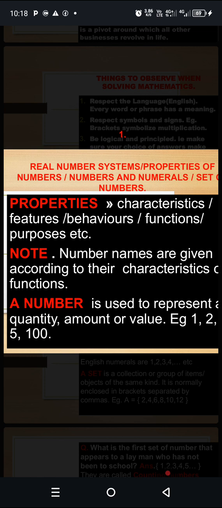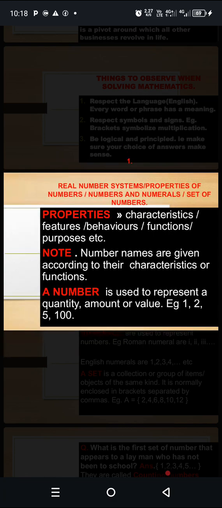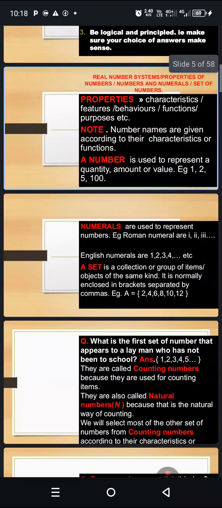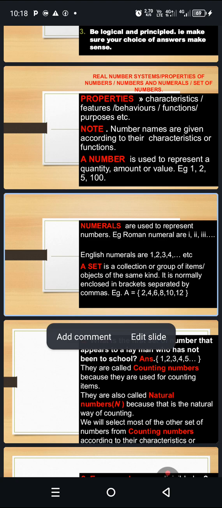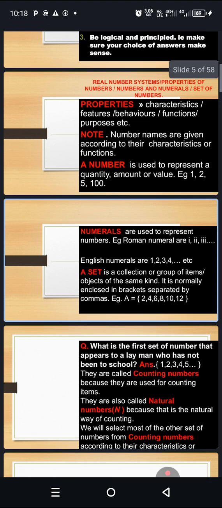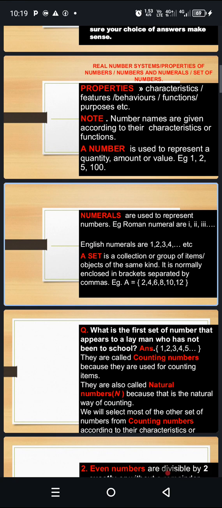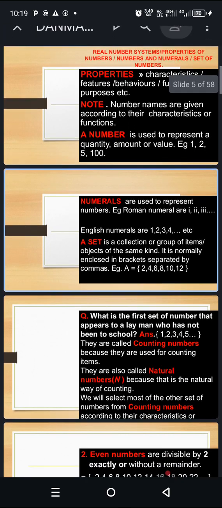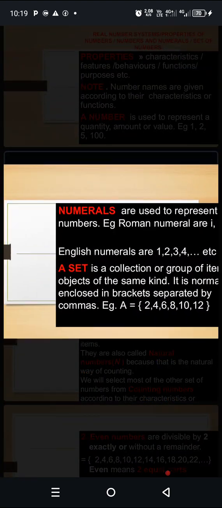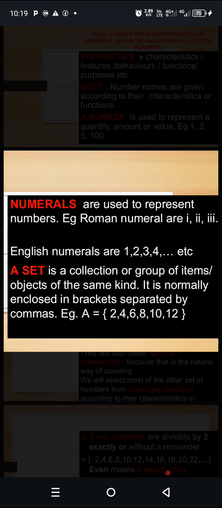This is very critical. So a number is not just anything. A number is used to represent a quantity or an amount or a value of something. That is why in mathematics we don't play with numbers. You cannot just play with numbers. You need to be very careful when you're dealing with numbers. Why? Numbers have impact in so many things, especially in the financial circles.